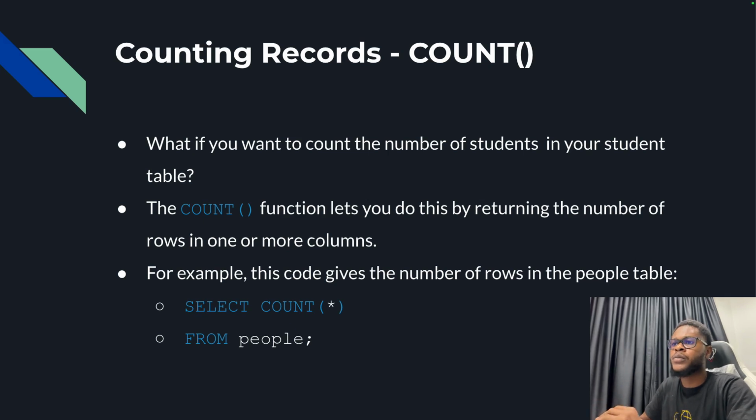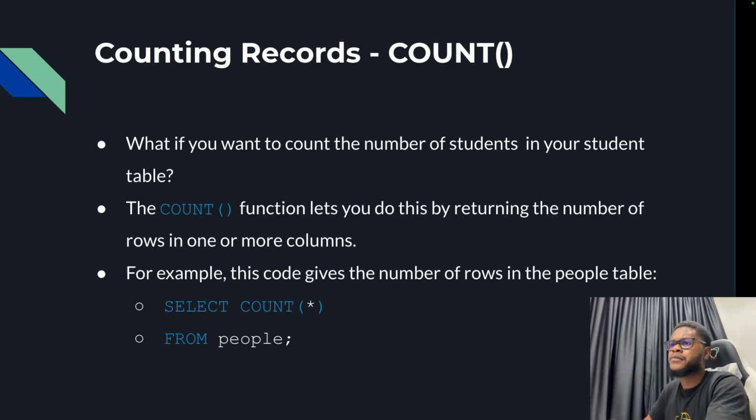or more columns. For example, we have this code that gives you the number of rows in the people table. In our database, we have another table called the people table, and if you want to count the number of rows in that table, you can use count and the asterisk wildcard. This code will just retrieve the total number of rows in that table.